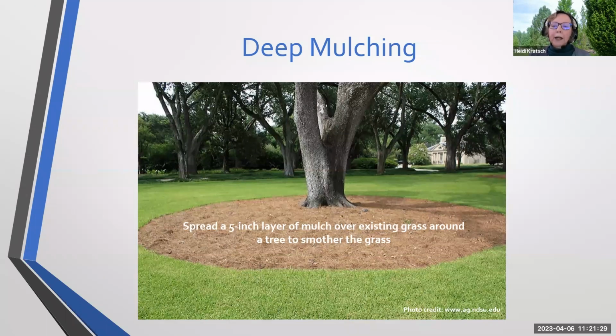The only downside to deep mulching is that it's not really good at preventing weed seed germination, because it doesn't block light as well as a sheet mulching process. So you may have to hand pull weeds occasionally as they germinate and grow through that mulch.